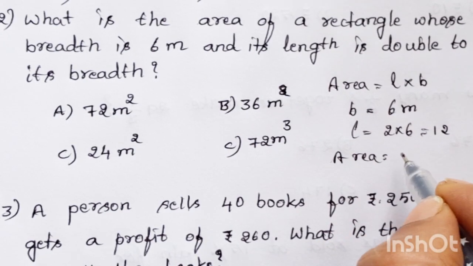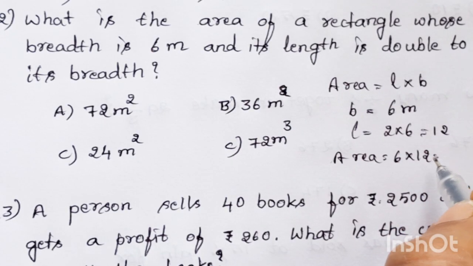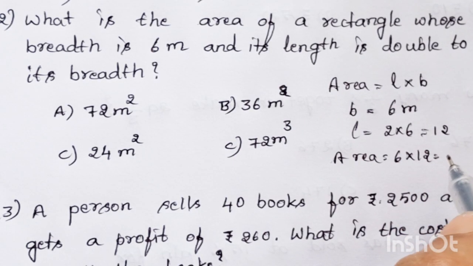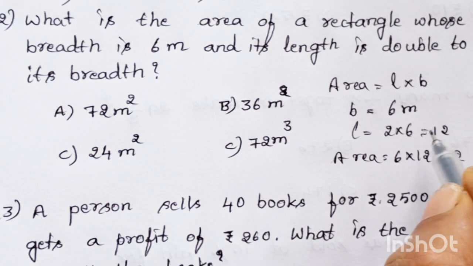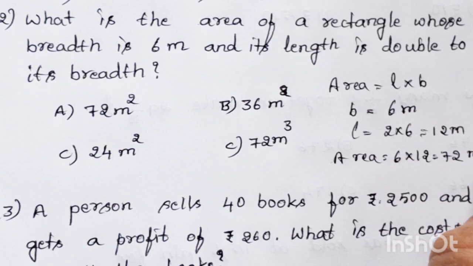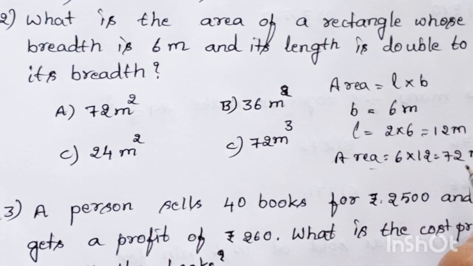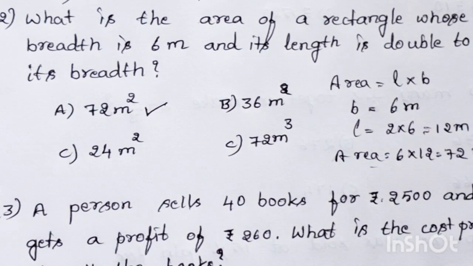So area is length into breadth. So breadth is 6 and length is 12 meters. And 6 12s are 72. So it is 72 meters square. So right answer is A, 72 meters square.